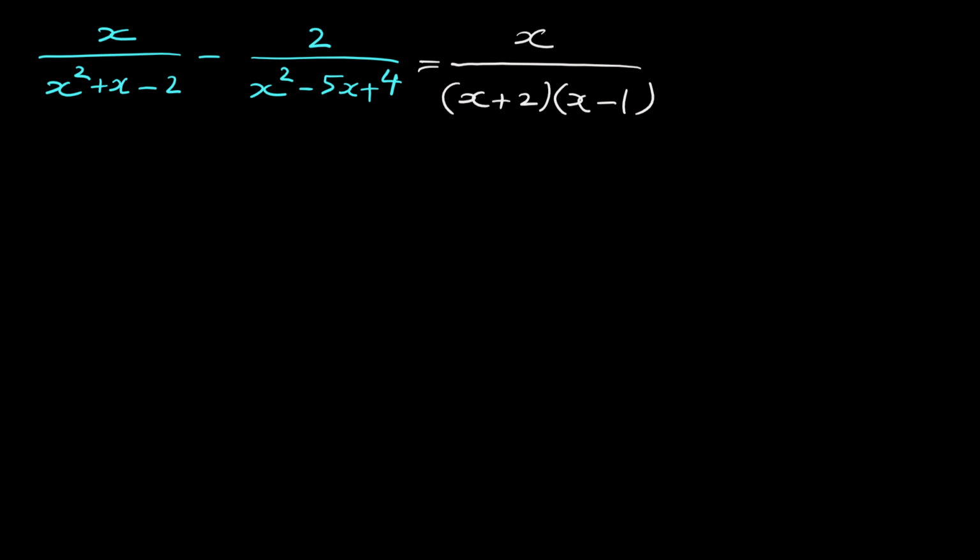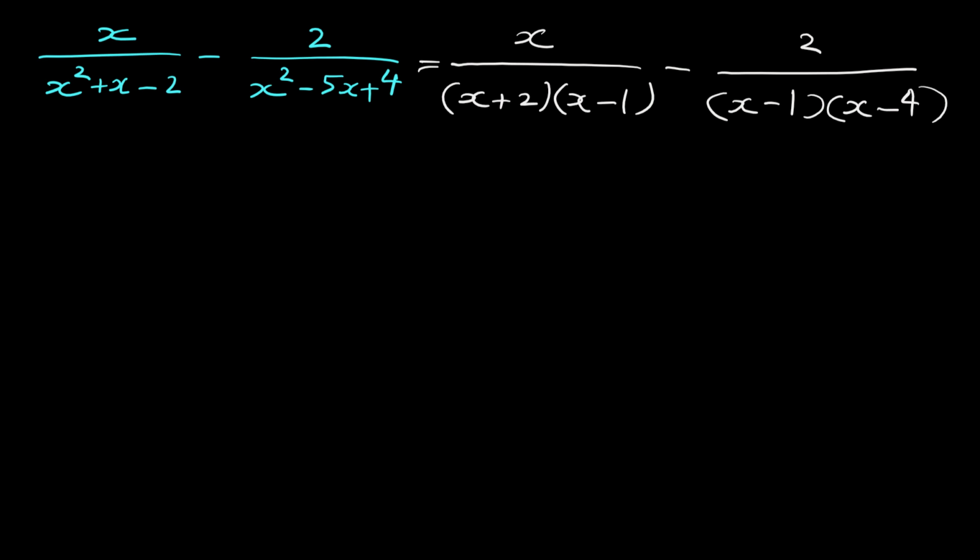What about the other trinomial? Try to factor this one by yourself. You should be able to factor this in your head. We are looking for two numbers that their product is 4 and their sum is negative 5. Those numbers are negative 1 and negative 4, because negative 1 times negative 4 is 4, and negative 1 plus negative 4 is negative 5.